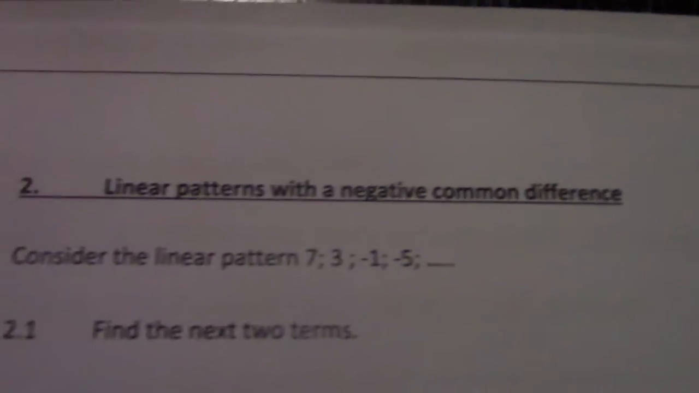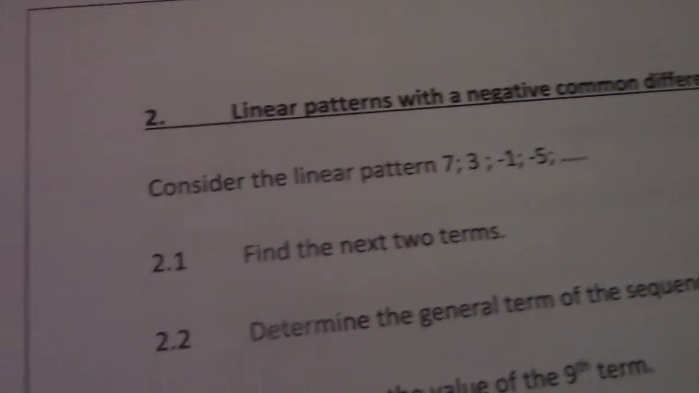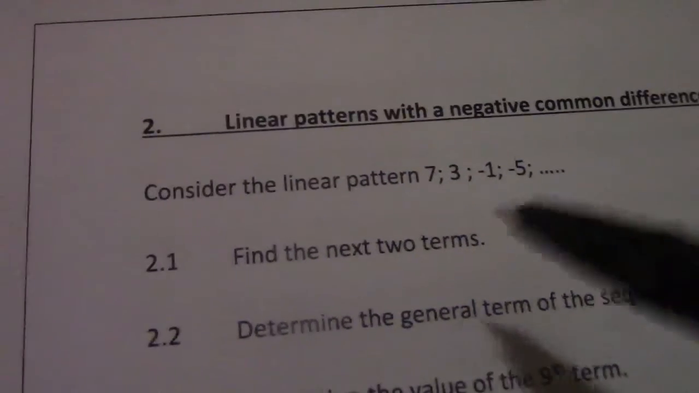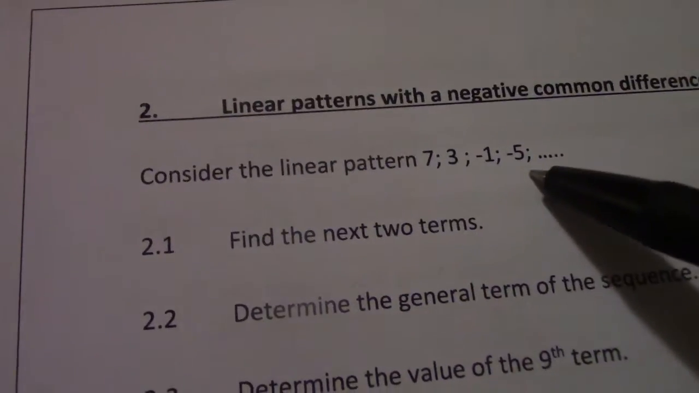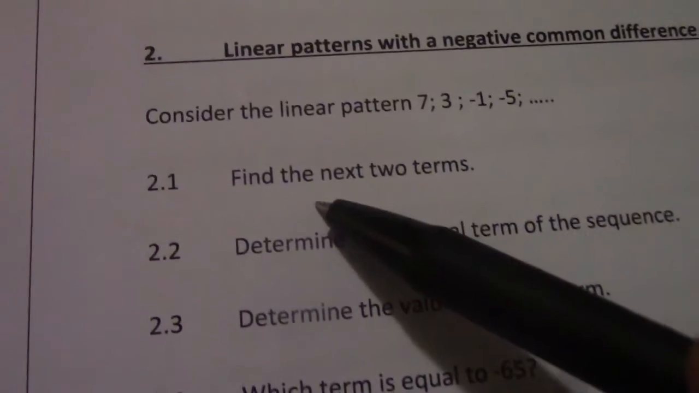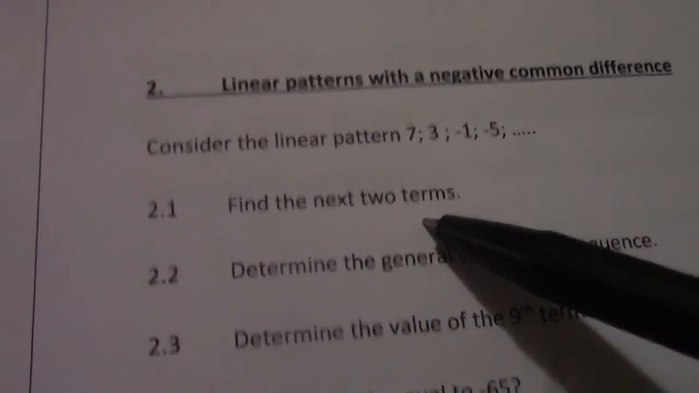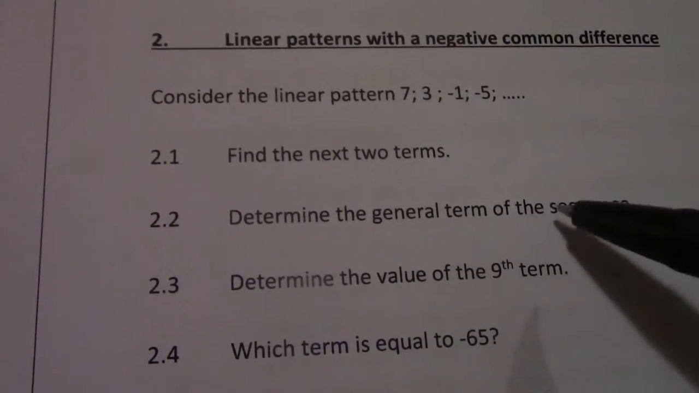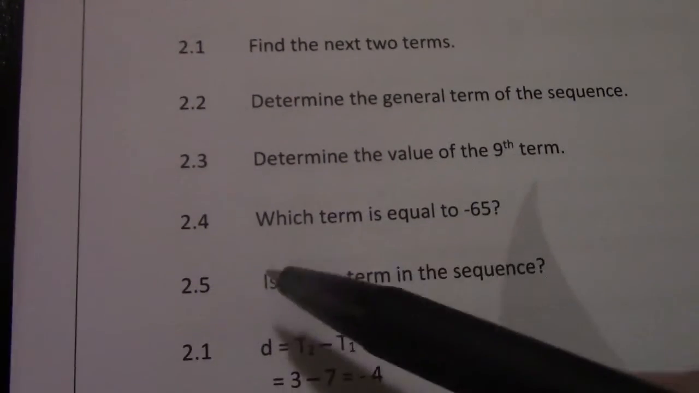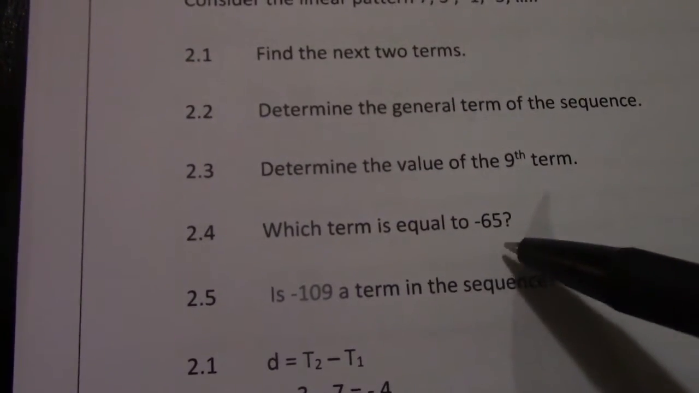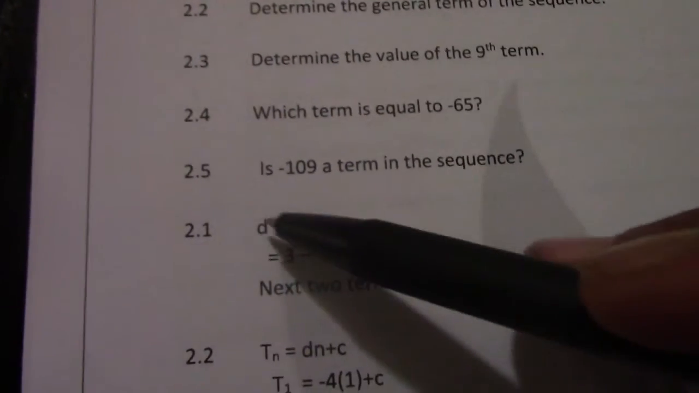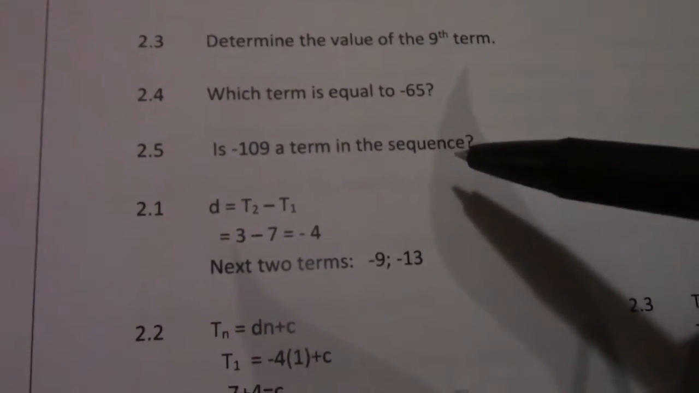Next, let's look at linear patterns with a negative common difference. Consider the linear pattern 7, 3, minus 1, minus 5. You should pick up here that the sequence is decreasing. Question 1, can we find the next two terms? Question 2, can we determine a general term? Question 3, determine the value of the 9th term. Question 4, which term is equal to minus 65? And 2.5, is minus 109 a term in the sequence?